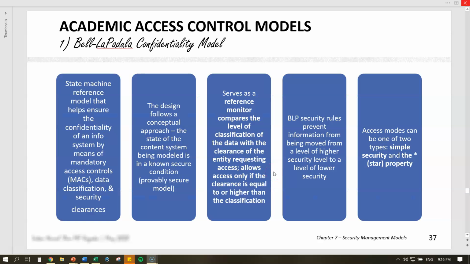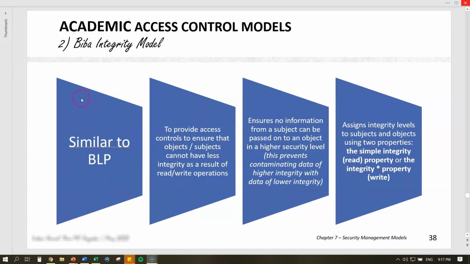Bell-LaPadula confidential model, state machine reference model that helps ensure the confidentiality of an information system by means of mandatory access control, data classification, and security clearance. BIBA integrity model, similar to Bell-LaPadula, the function of this access control model is to provide access control to ensure that subjects cannot have less integrity as a result of read or write operations.